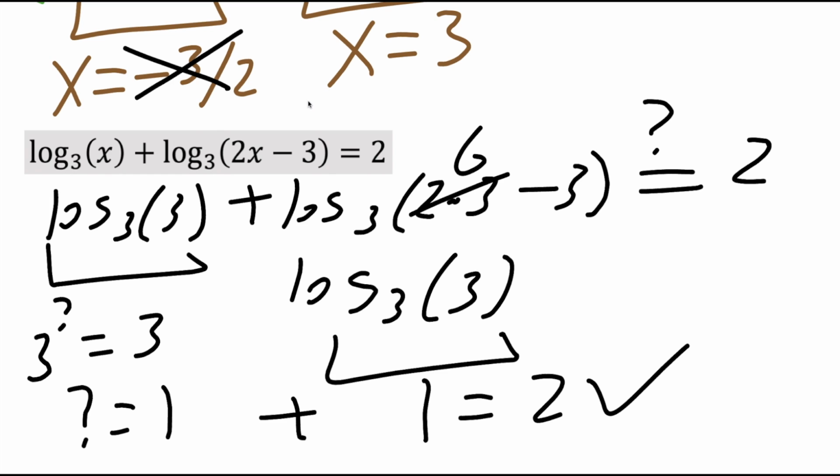The correct answer for this problem is x is equal to 3, and x is equal to negative 3 divided by 2 is called an extraneous solution. And that's pretty much it to solve logarithmic equations and identify extraneous solutions.